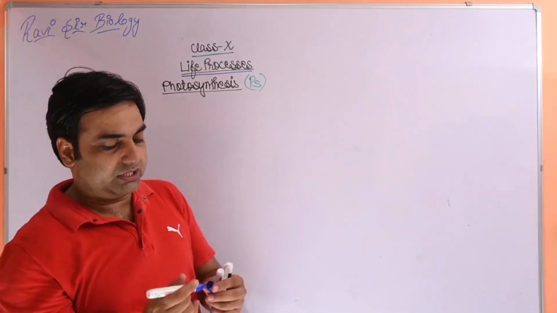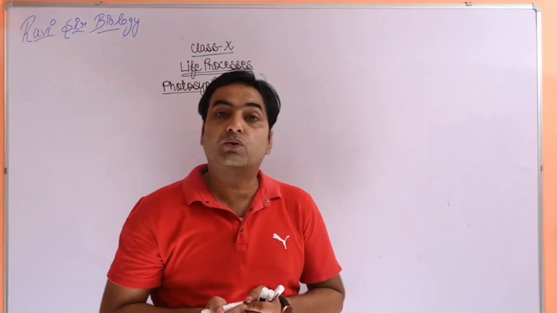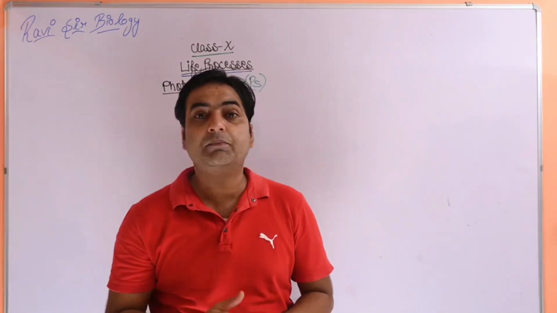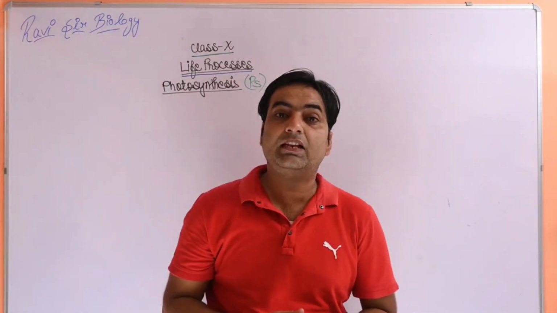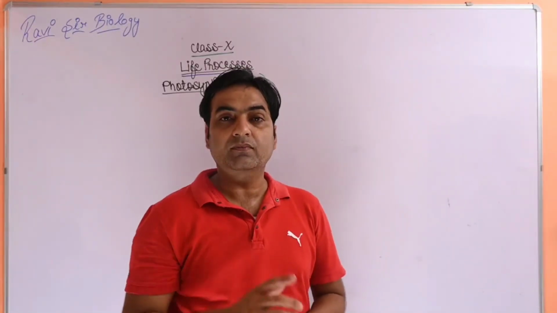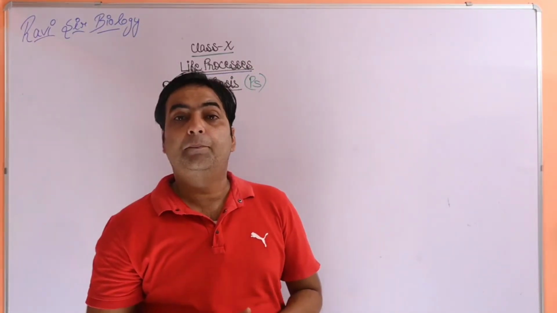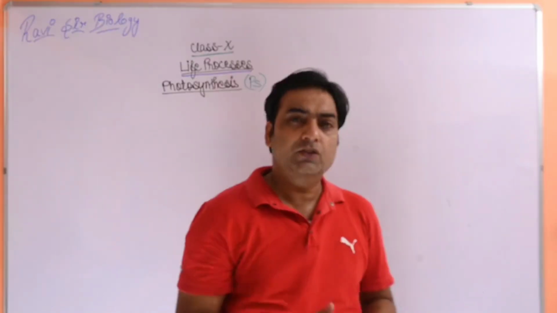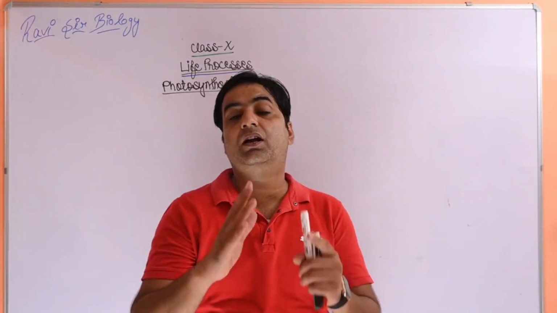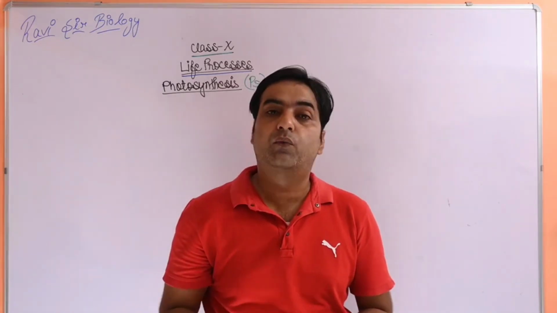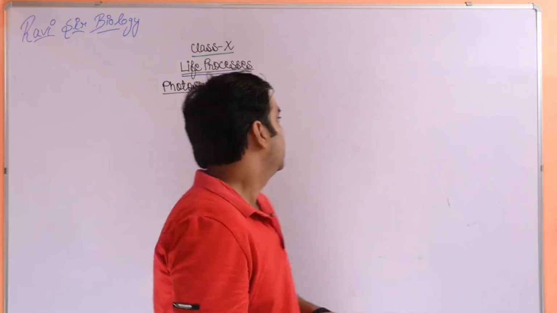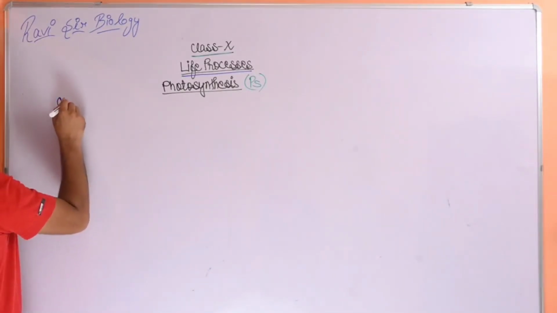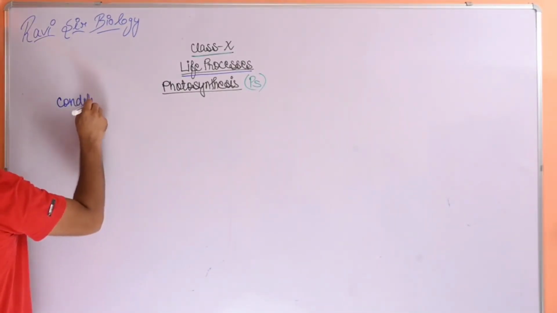So what is photosynthesis? First we have to know. Photosynthesis is a process by which green plants make their food in presence of sunlight and chlorophyll by using two raw materials, carbon dioxide and water. So let us see first of all the conditions required for photosynthesis, and then we will proceed to the next step. So what are the conditions for photosynthesis?